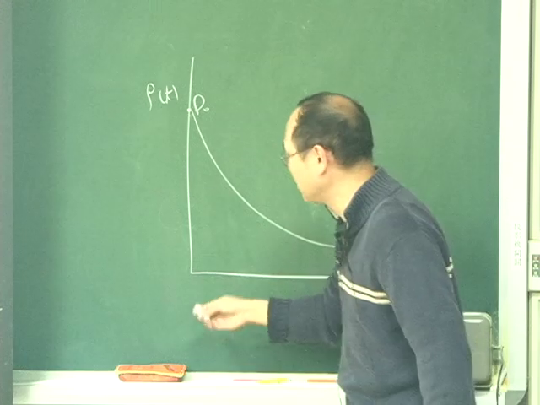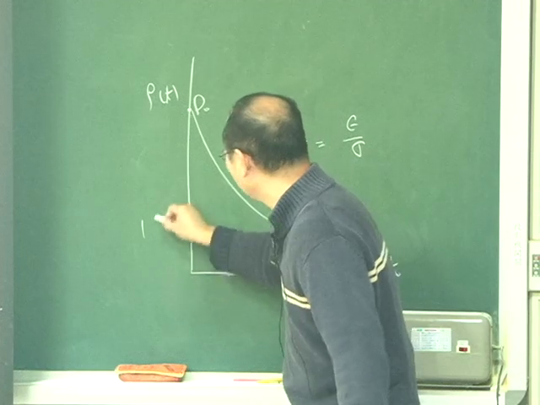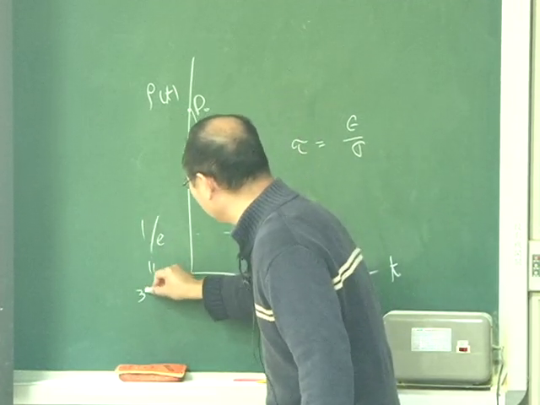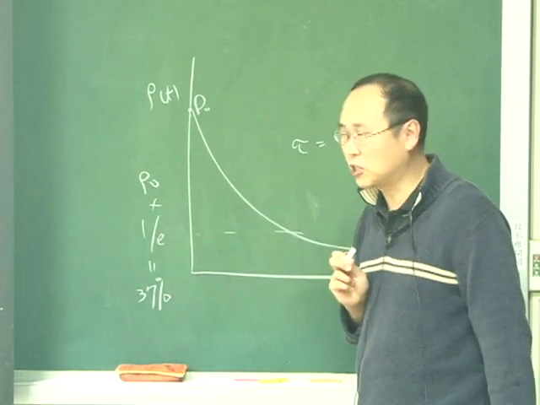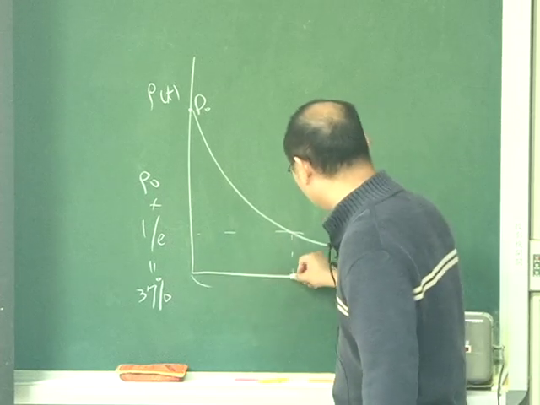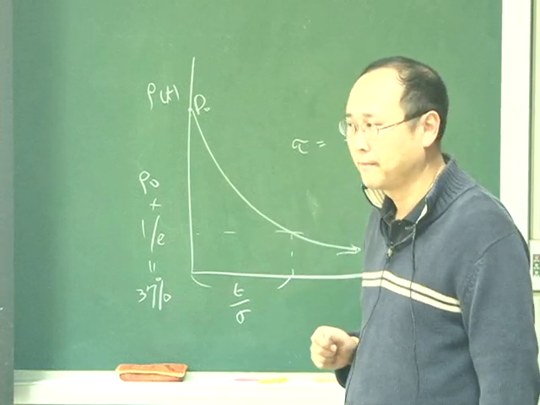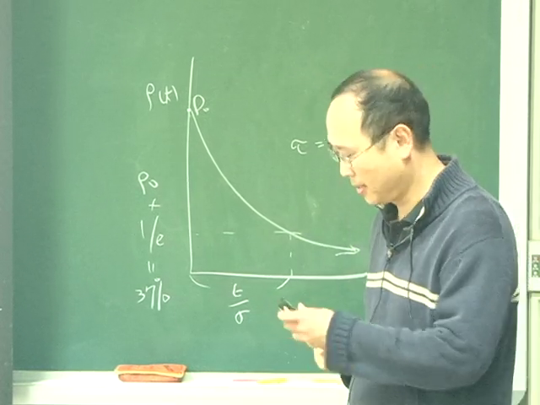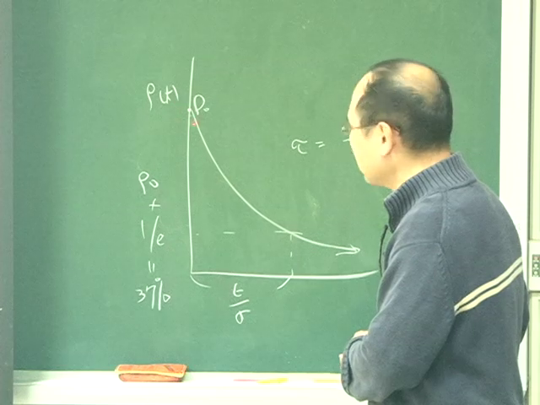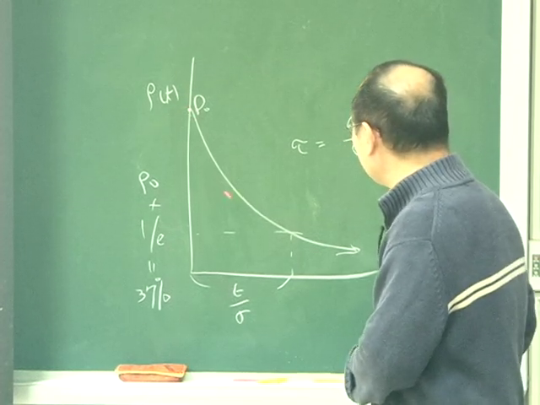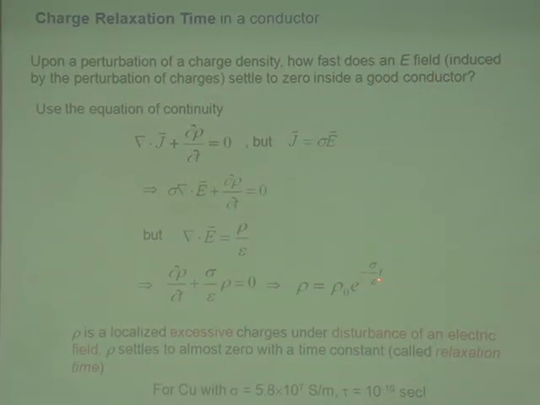equal to epsilon over sigma. 也就是说，这个呢掉到原来 1 over e 的 point about 37% of the original charge. It takes time of epsilon over sigma. Okay. So the decay time, the characteristic time for this charge to settle to a small value is equal to this epsilon over sigma.